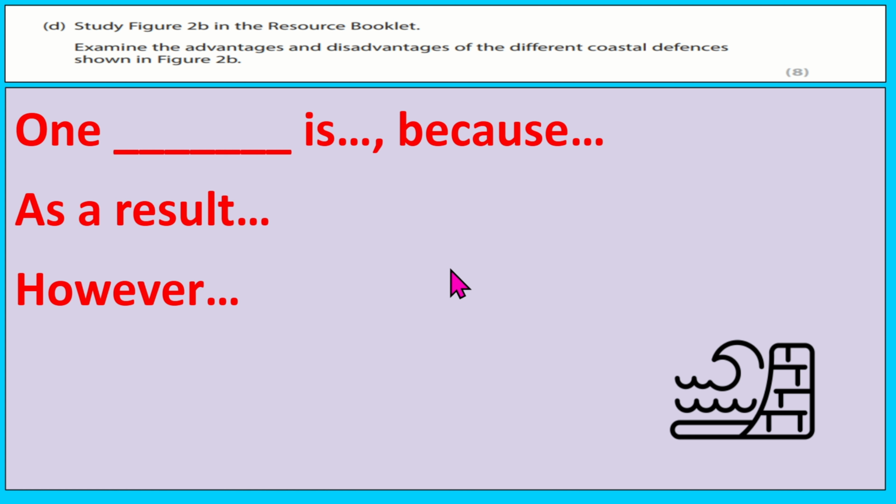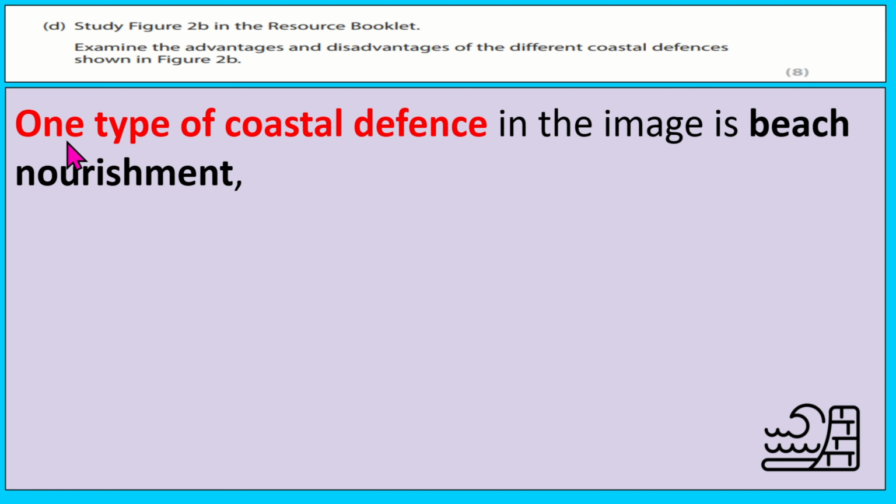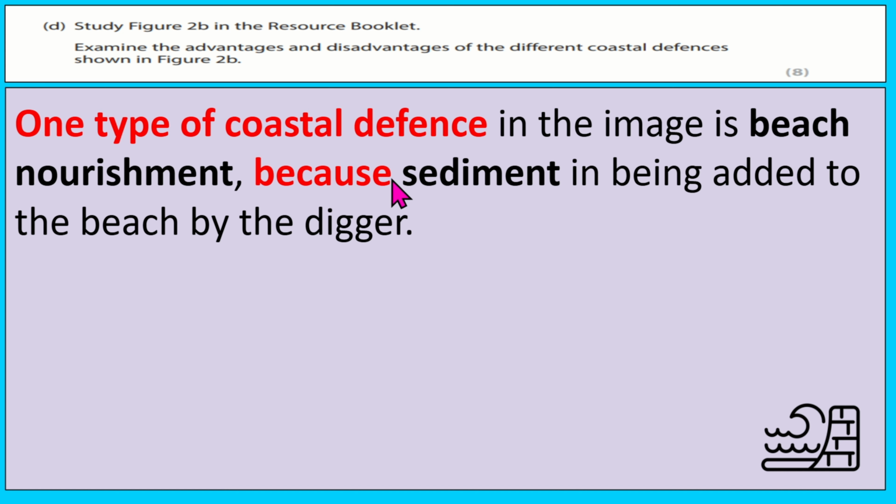I did it on beach nourishment because I like talking about it. I'm confident in that. So one type of coastal defense in the image is beach nourishment. This is my point. Everything else that I write is going to be linked to beach nourishment because sediment is being added to the beach by the digger. So I'm showing that I'm using the resource to add the information in. Okay, keyword being sediment. So let's then apply it. Let's get those AO4 marks for our application.